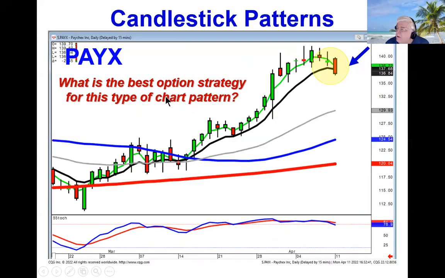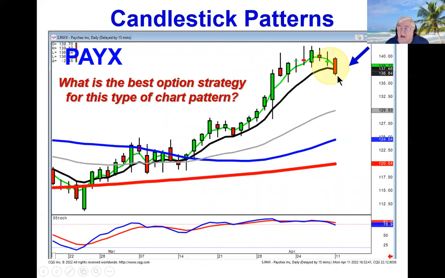For example, this one's just rolling over, close below the T line. Where's your next likely target, here or here? So this is where we go through an analysis of what would be the best trade setup here: buying puts, buying put spreads.